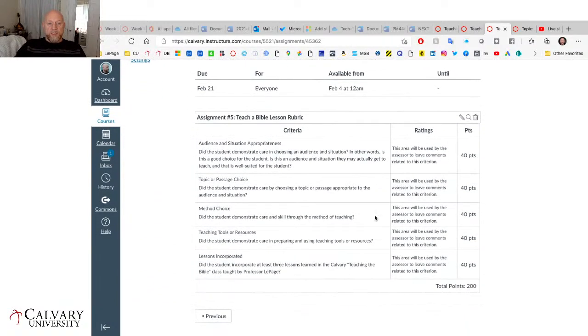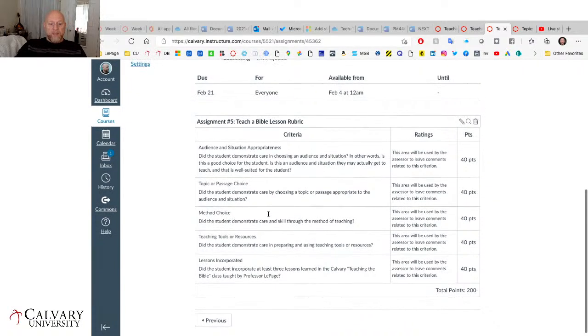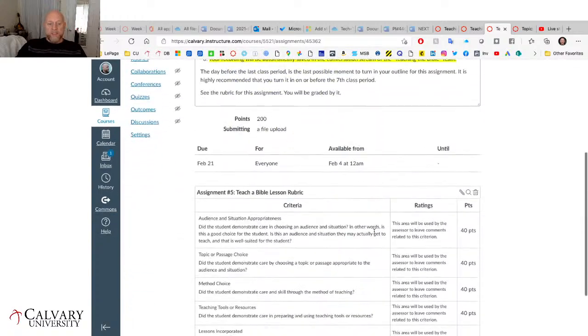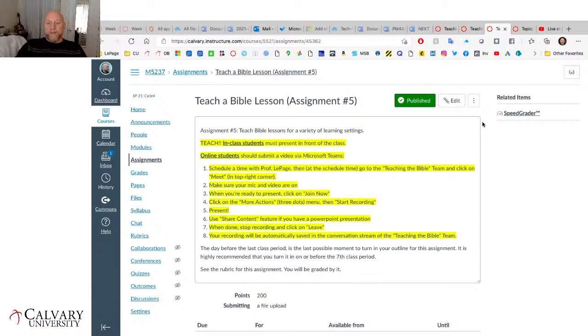Okay, and there's a rubric on this that will tell you basically how you're going to be graded. Audience and situation appropriateness. We're going to talk about appropriateness today. Topic or passage choice. Did the student demonstrate care by choosing a topic or passage appropriate to the audience and situation? Method choice. Did the student demonstrate care and skill through the method of teaching? All right, so read through this rubric yourself, and this is how you're actually going to be graded, and I'll make comments as I watch your presentation, and you'll get a certain number of points, okay? Possible score of 200 for this.